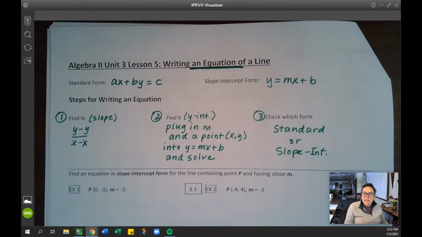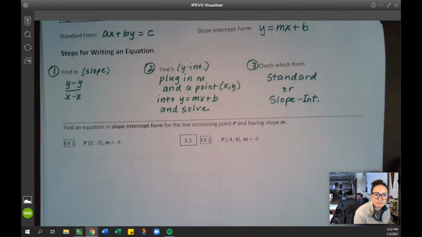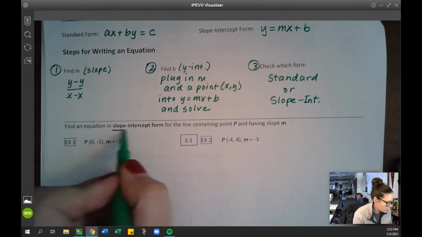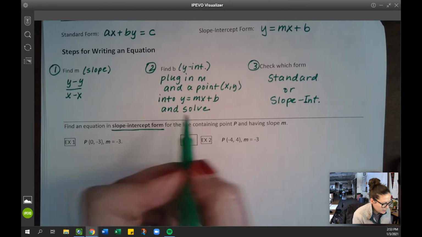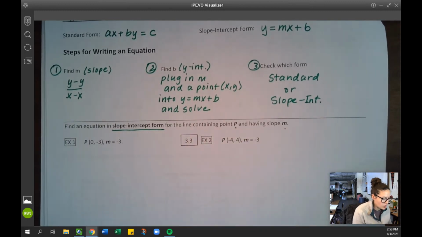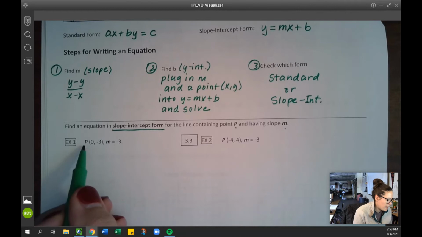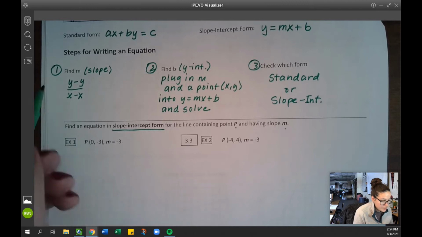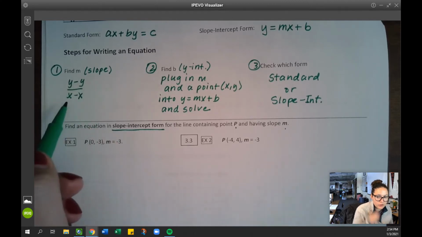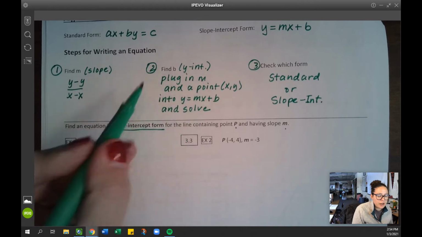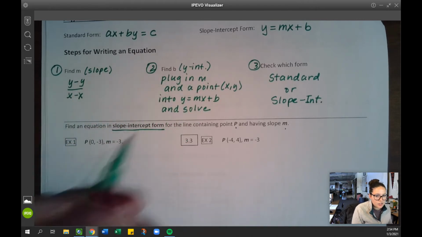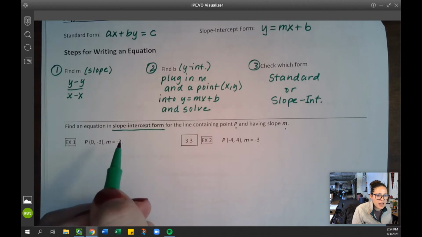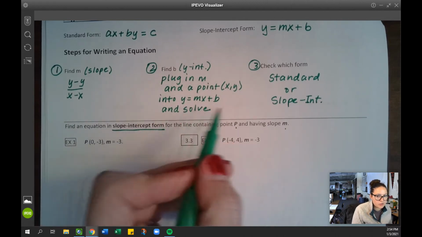All right, so let's try some of these examples here. Find an equation in slope-intercept form for the line containing point P and having slope m. So we have the point P, we have (0, -3), and we have a slope of -3. So step 1 is done. We already found the slope. Woohoo, go us. What we have to do now is find the y-intercept. And to do that, we plug in m, which we have, and a point, an x and a y, into y equals mx plus b.